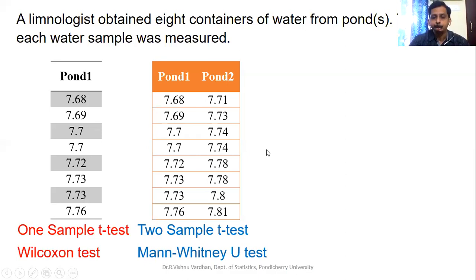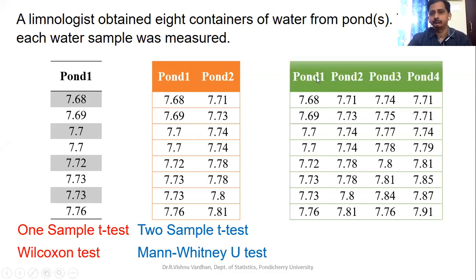Okay. Now, if I collect pH samples from more than 2 ponds, like pond 1, pond 2, pond 3, pond 4, from 4 independent ponds, I have collected the pH concentration levels. Now, can I apply the two sample t-test here?